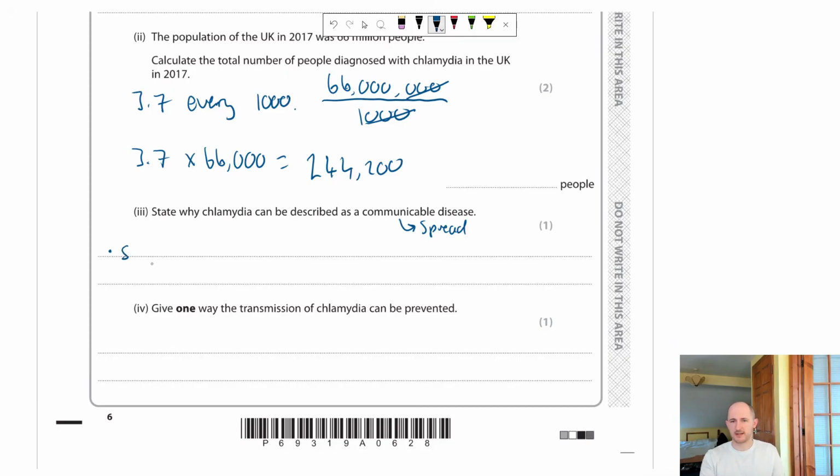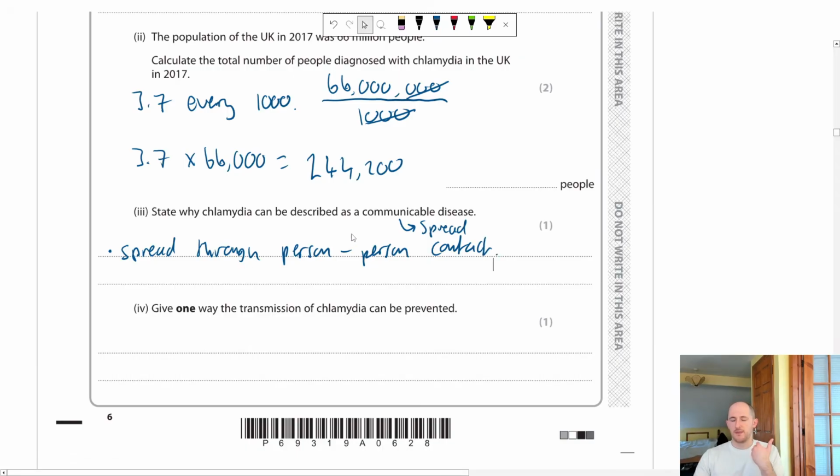So it is spread through person-to-person contact. That is one very valid way of saying it. That's why it's communicable. The other thing you could say is that it's caused by viruses, bacteria, protists, etc. In this case, caused by bacteria, because it's not a viral infection. But I'm going to forgive you if you don't remember that chlamydia is a bacterial infection. So I would probably just stick to this one.